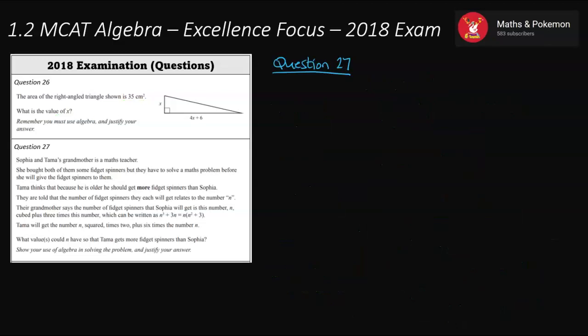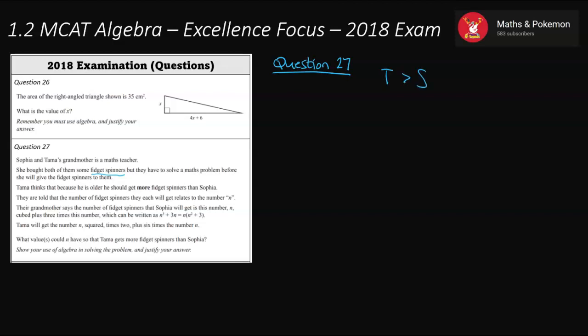So question 27, we've got Sophia and Tama. Their grandmother is a maths teacher. She bought them some fidget spinners. I'm glad they're gone, to be honest. They were a bit annoying. Tama thinks that she is older, that she should get more than Sophia. What that tells us is that T should be greater than S.